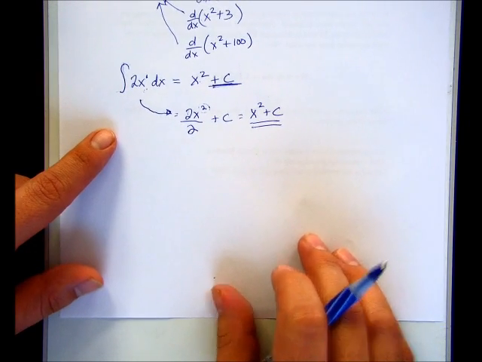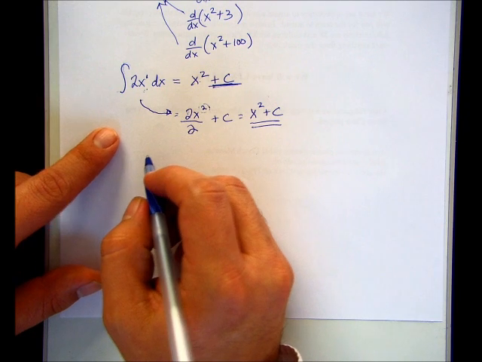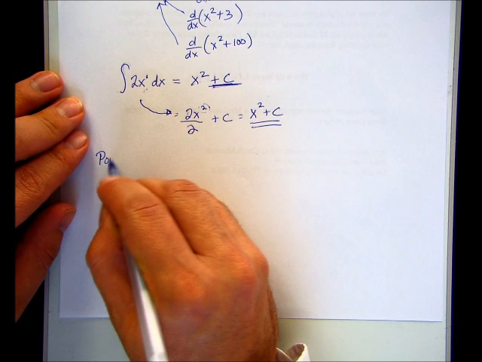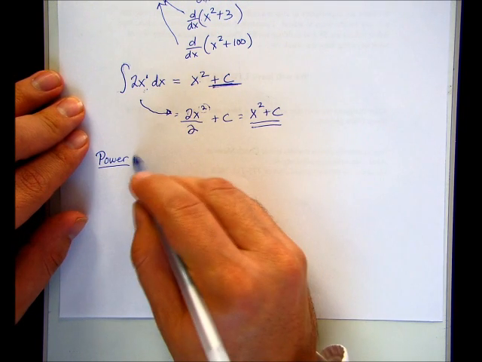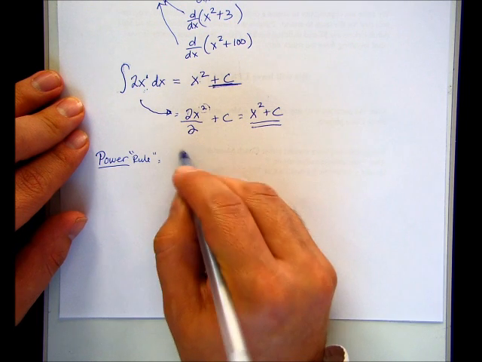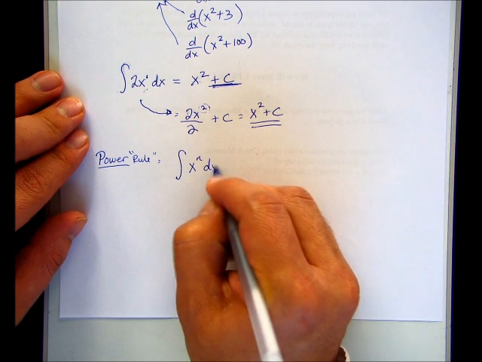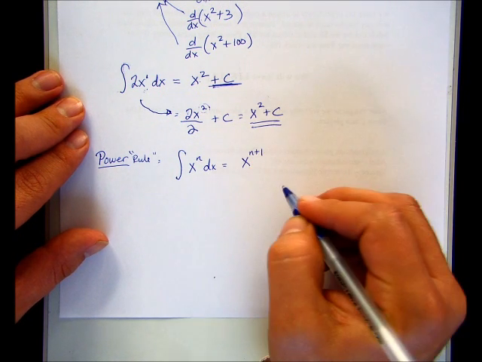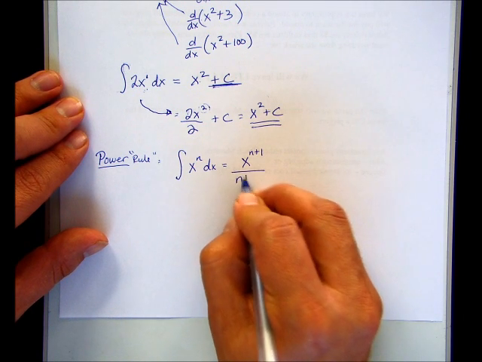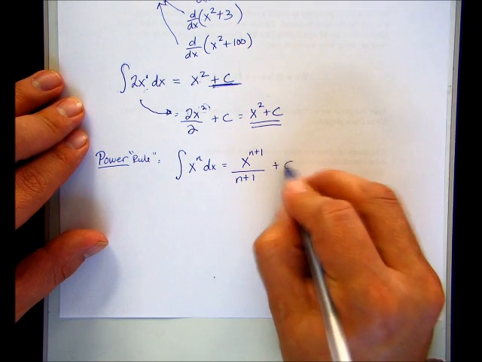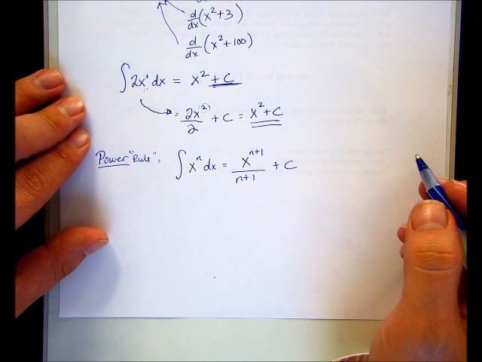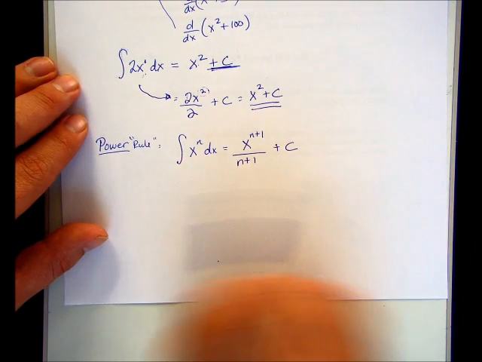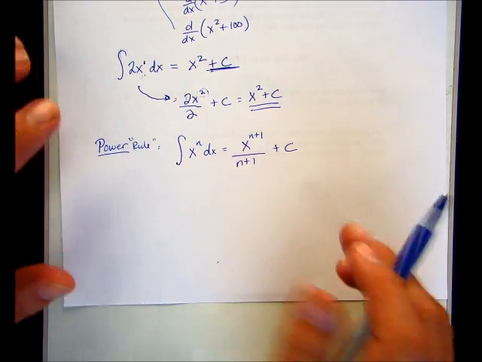So in general terms, we have a rule that we can use, called the power formula, or the power rule for integration. The integral of x to the n dx is equal to x to the n plus 1, divided by n plus 1. So we add 1 to the power and then divide by n plus 1. And of course, always add c. Now, just to make a long story short, we can add or subtract integrals.